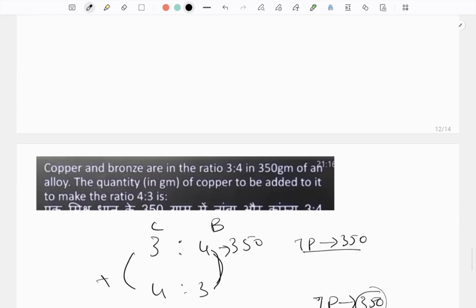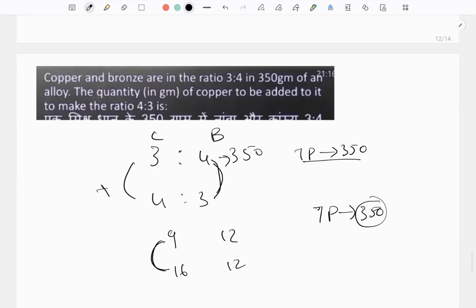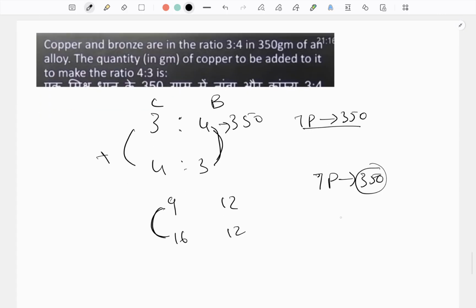So we'll see the remaining questions later. Any doubt in this question, like copper and bronze are in the ratio 3:4, 350? The quantity of copper to be added to make the ratio 4:3. So 9 to 16, 7 parts. 7 parts is 350 only.